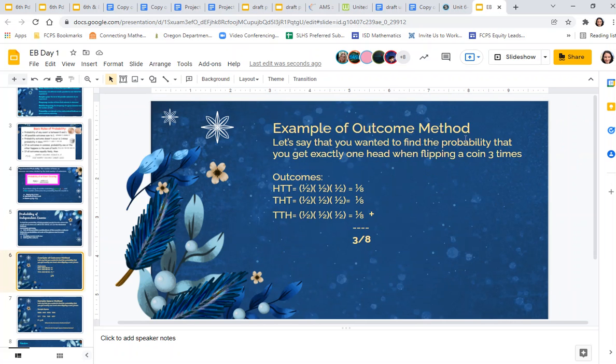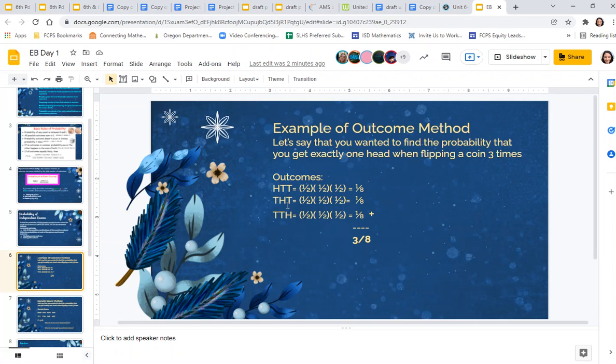So if you wanted to find the probability that you would get exactly 1 head when you flip the coin 3 times, the 3 different outcomes you could have are heads, tails, tails; tails, heads, tails; or tails, tails, heads. So to find the probability of heads, tails, tails, the probability that the first one is heads is 1/2. The probability that the next one is tails is 1/2, and the probability the next one is tails is 1/2. You multiply those, and you get a probability of 1/8 that you're going to get heads, tails, tails.